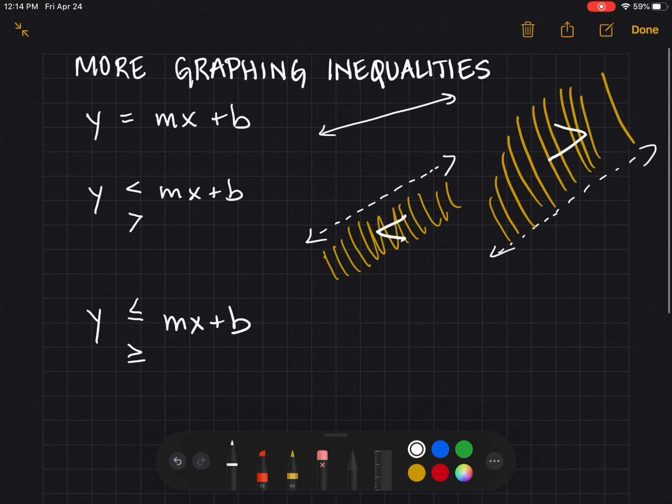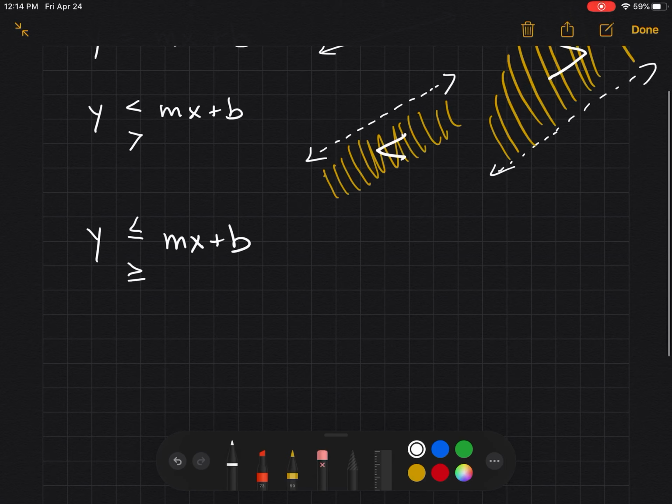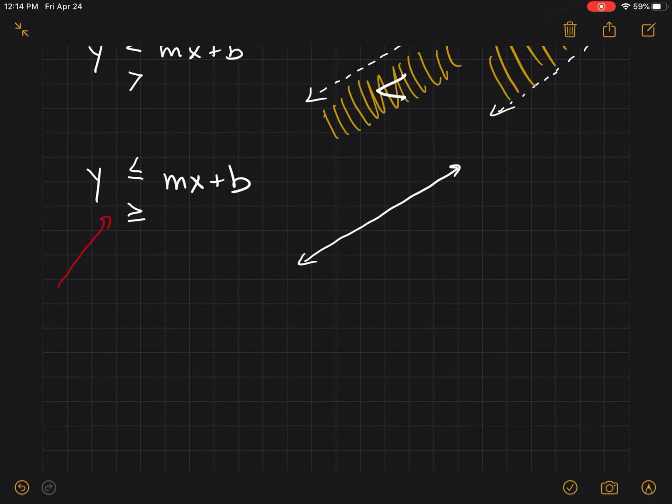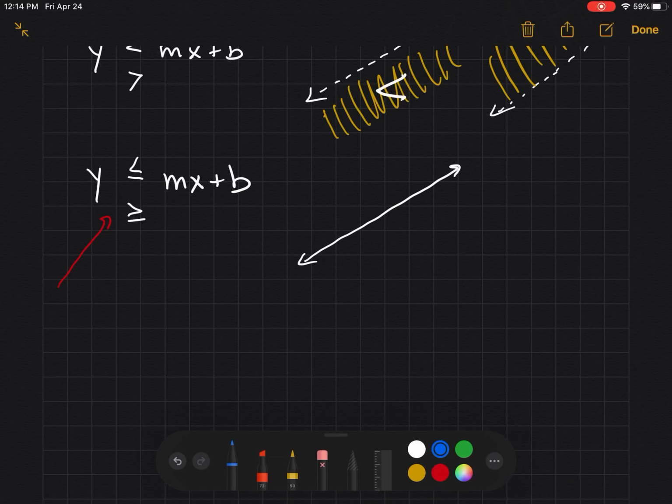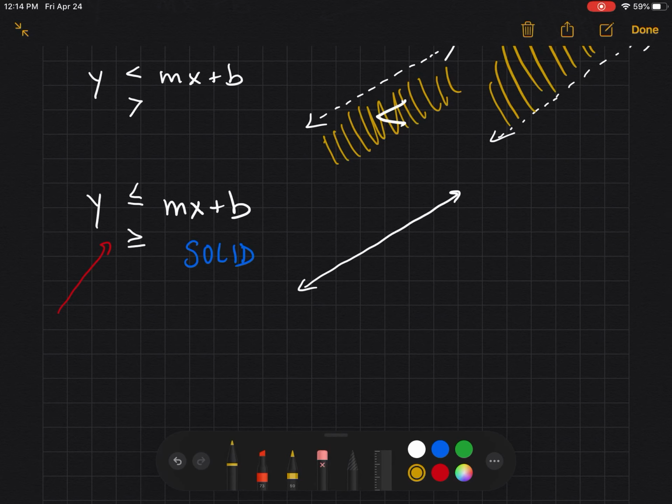Now in this case, those points could be equal to the line. And that means they could actually be on the line. They could be points on the line. So we are going to use a solid line. This is important, and you guys should probably write this down so that you don't forget this. Up here, we used a dotted line.